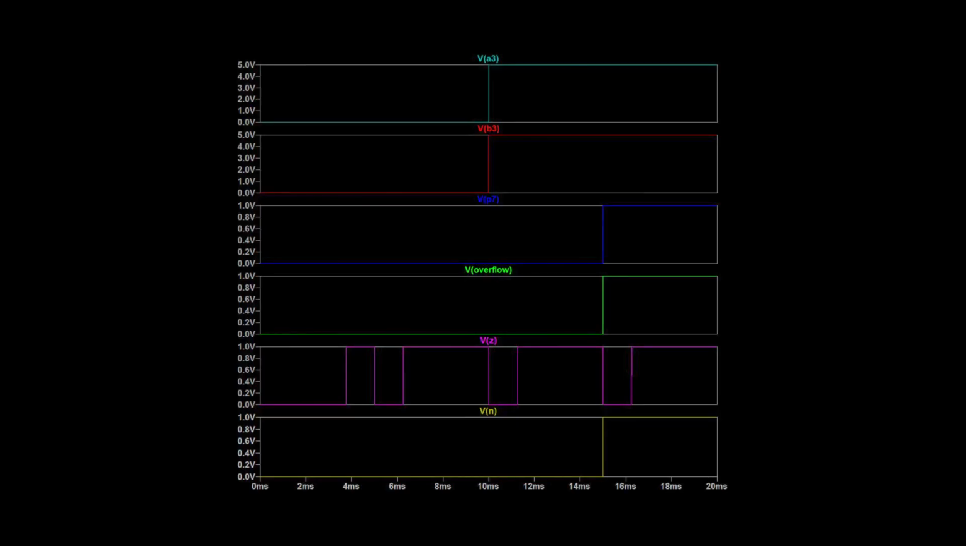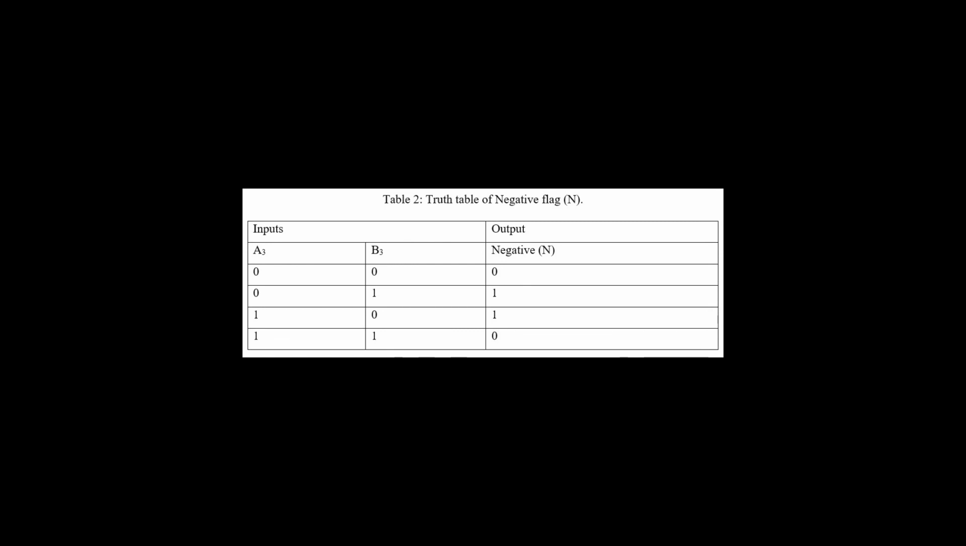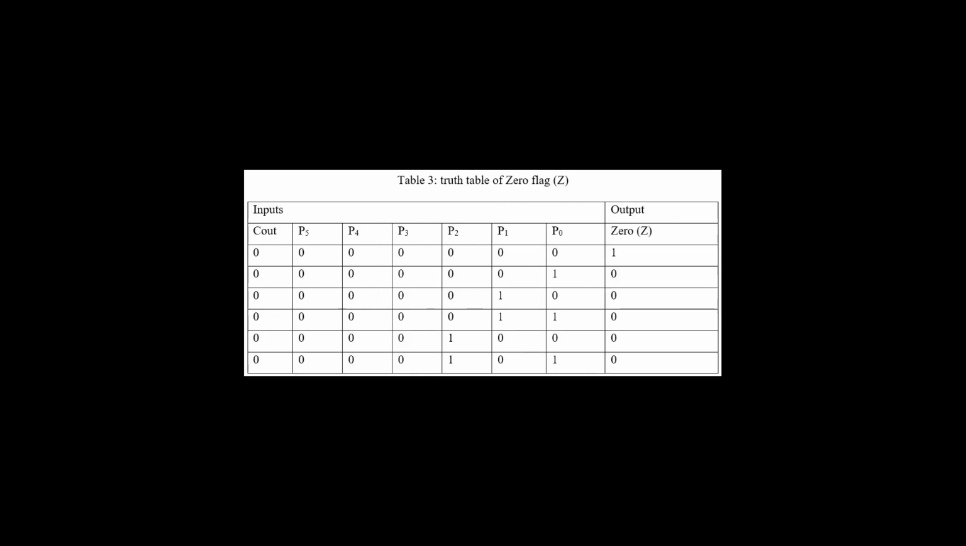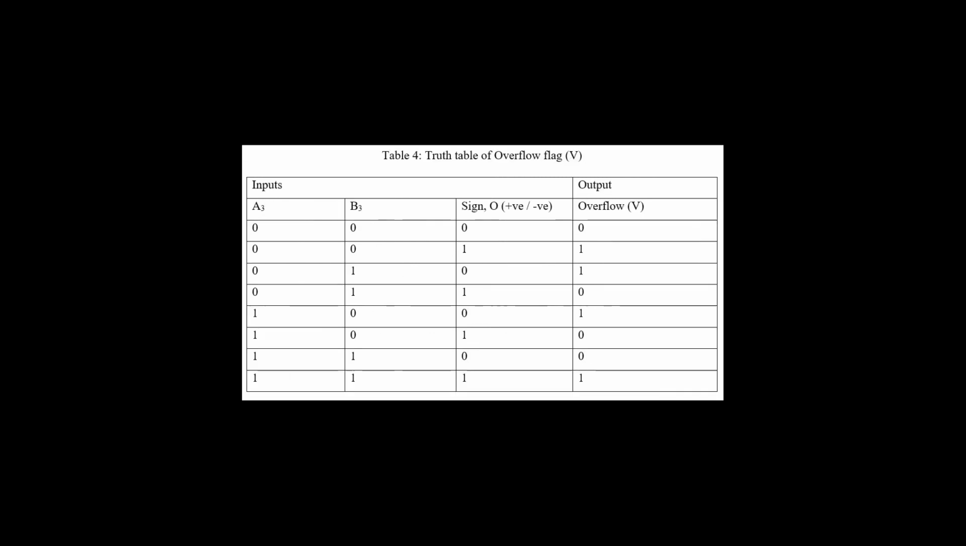Then after we simulate it, we get this result, and all these results we can conclude into a truth table of the negative flag, the truth table of the zero flag, and also the truth table of the overflow flag.